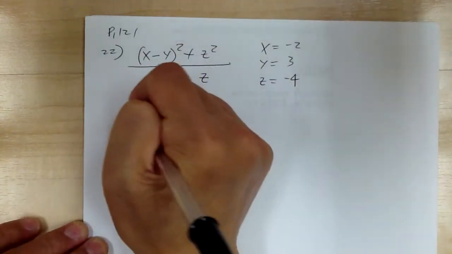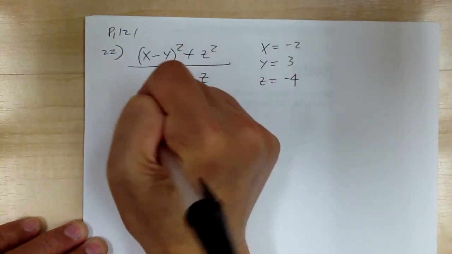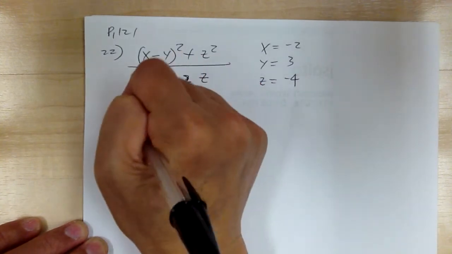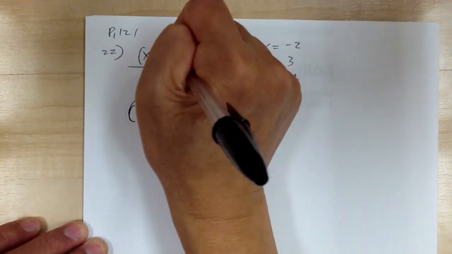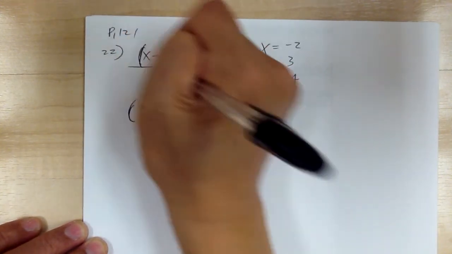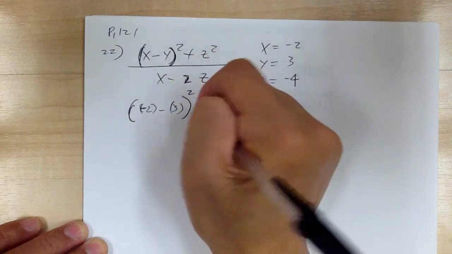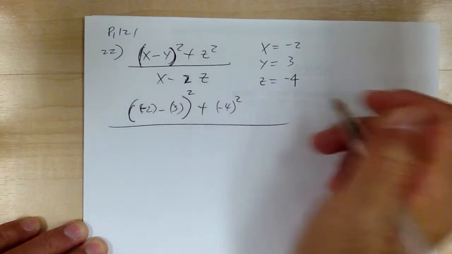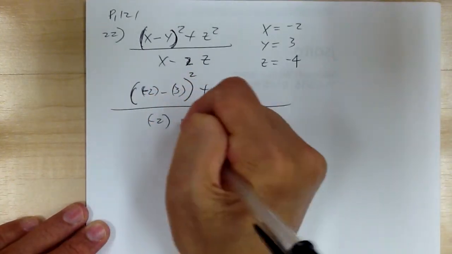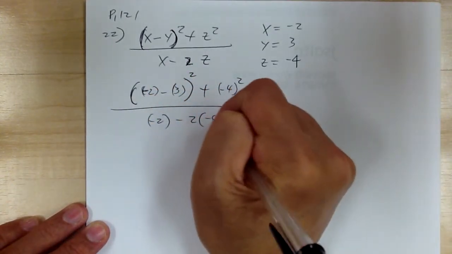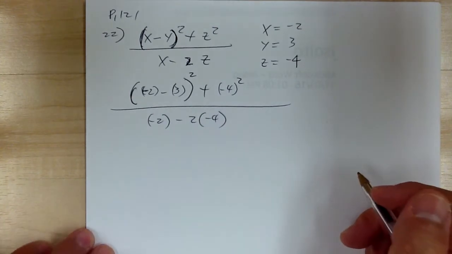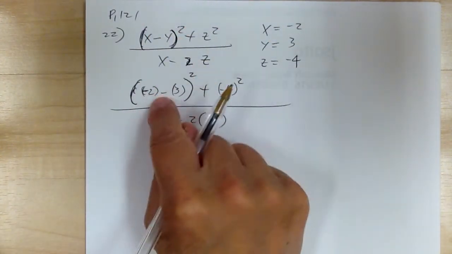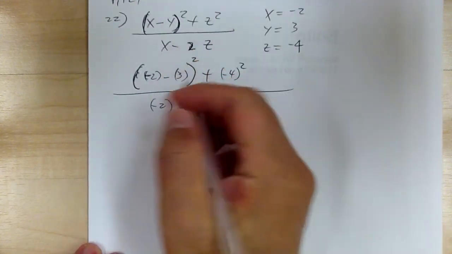So again, substitute. So negative 2 minus 3, and this is a big parentheses outside here. That's a big parentheses. So make sure you keep track. Okay, plus z is negative 4 squared over x is negative 2 minus 2 times negative 4. Okay, so now let's go and do the, this is a grouping. So you have to do the grouping first before you square, right? So do the grouping first.